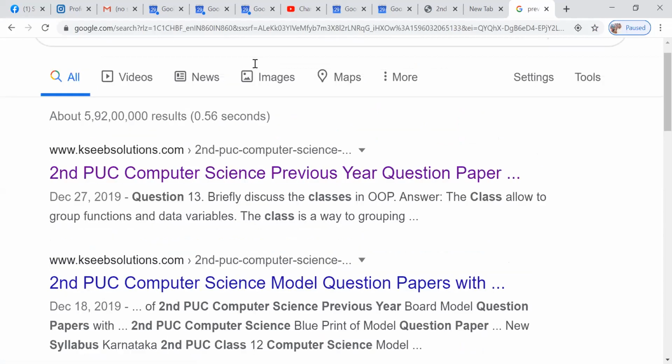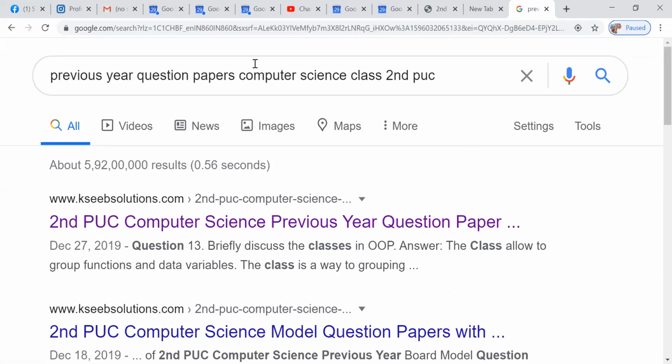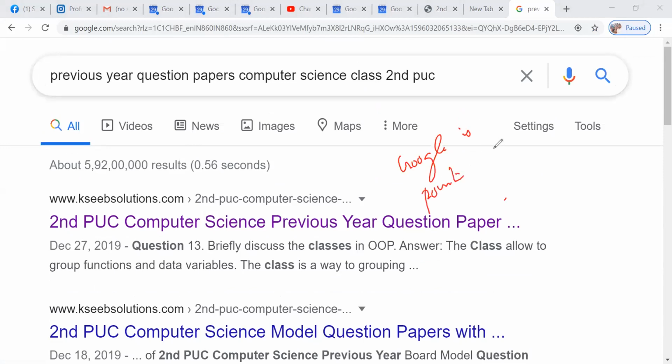Yes or no? Is it clear? Yes, sir. If I am typing this, it's getting pointed to the correct thing. So what is Google showing us? Google is pointing us to the exact web page, right? Where we can get the previous year paper. Correct? That is the function of a pointer.